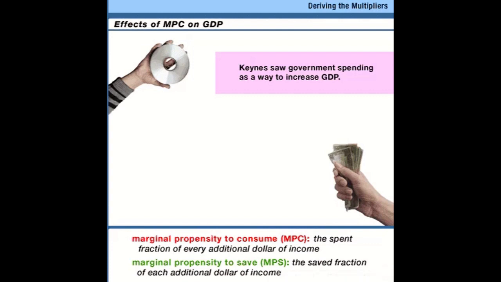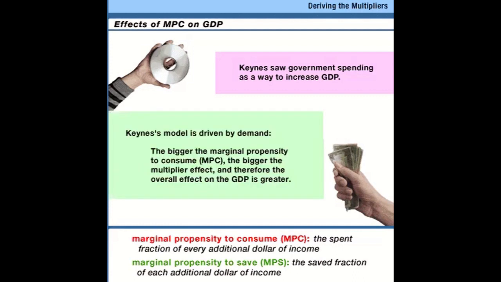So this is Keynes's idea. The model is driven by demand, and the bigger the marginal propensity to consume, the bigger effect a given change in autonomous spending will have on the overall gross domestic product.